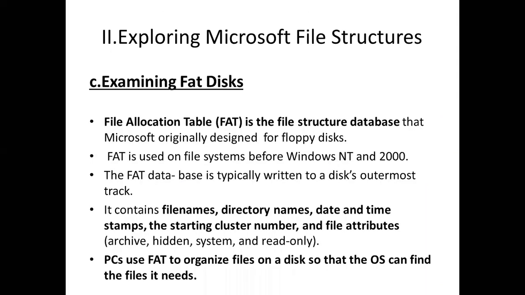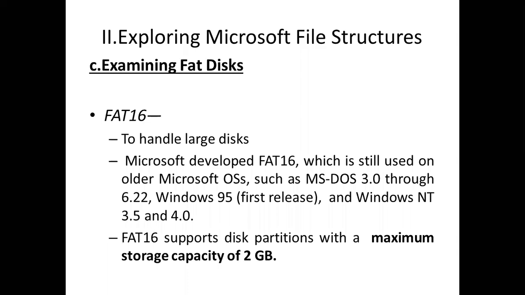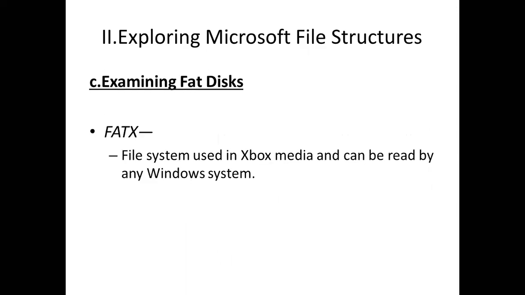So then we went on to FAT. We saw that FAT is also a file structure database. Generally, it has the file names, directory names, date, time, etc. And the 4 versions we saw: FAT12, FAT16, FAT32, and FATX. So FAT12 is generally for a limited amount of storage. FAT16 is to handle a little larger disk with a storage capacity of 2 GB. FAT32, a little more, around 2 TB. And FATX is generally for the Xbox media.